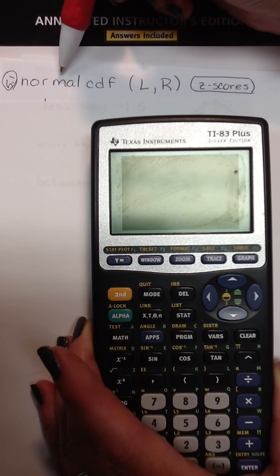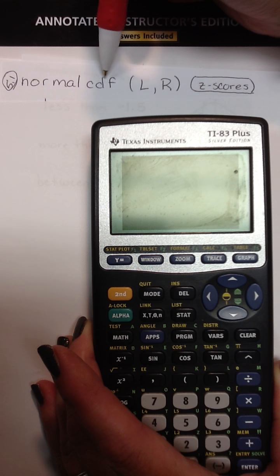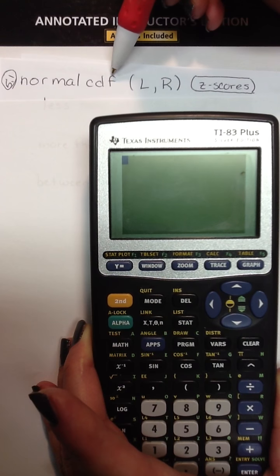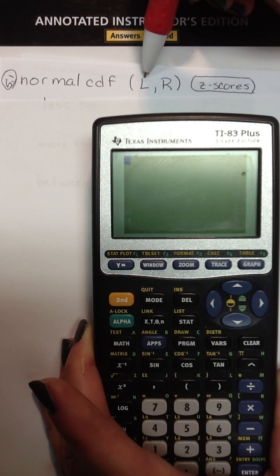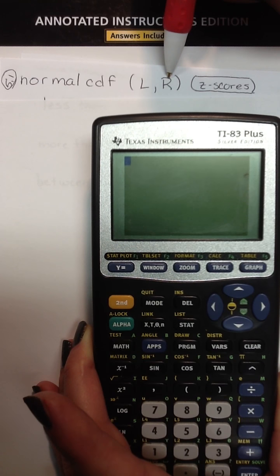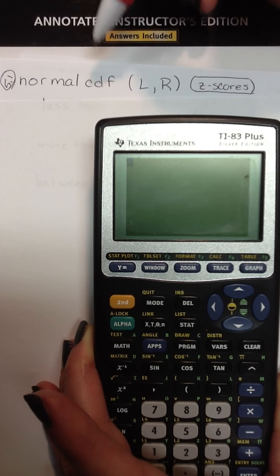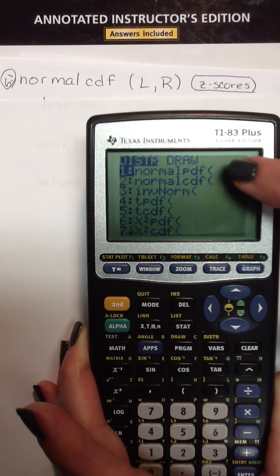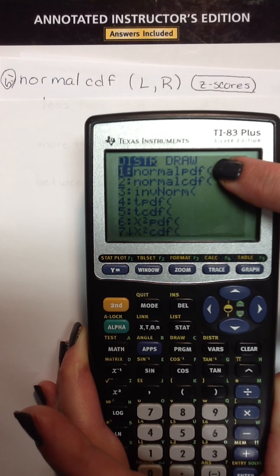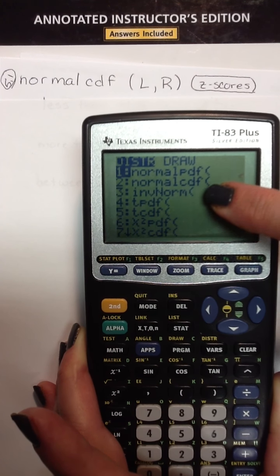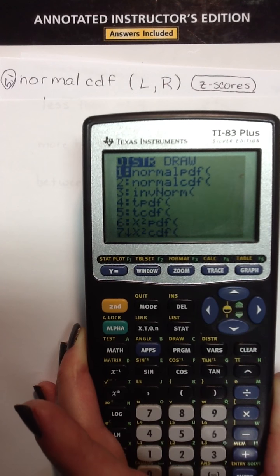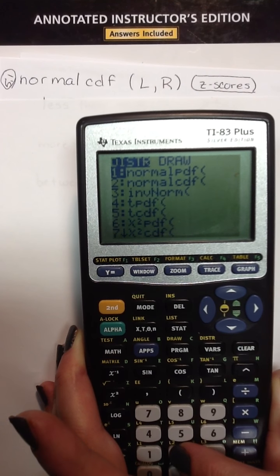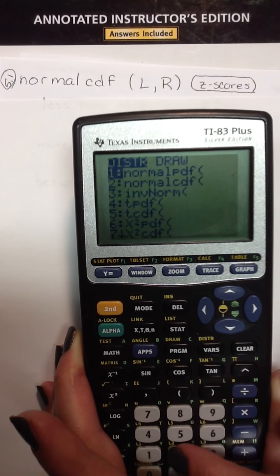Now, when you're trying to figure out the area between two z-scores, it's fairly straightforward. You put in your normal CDF function, the left-bound z-score, and the right-bound z-score. We get to that normal CDF by hitting your second and your vars, and you will never use normal PDF. You will use normal CDF or the inverse norm when dealing with this chapter. Your normal CDF will give you the area under the curve, or the probability. Both of them mean the same thing.